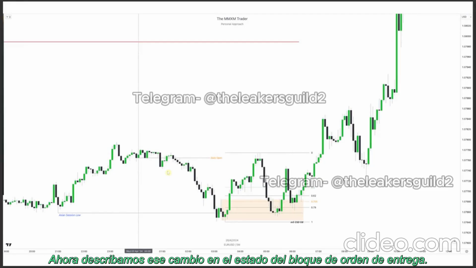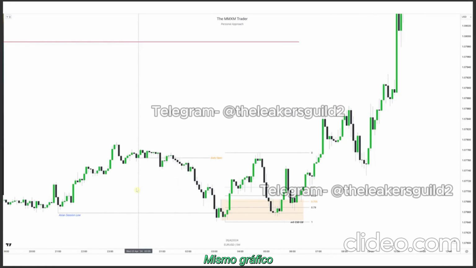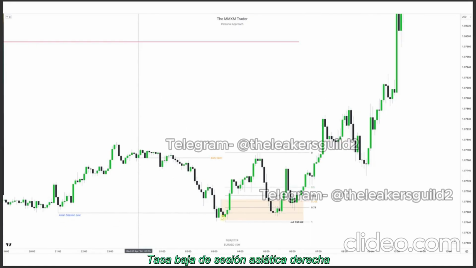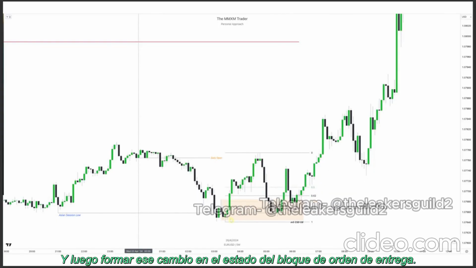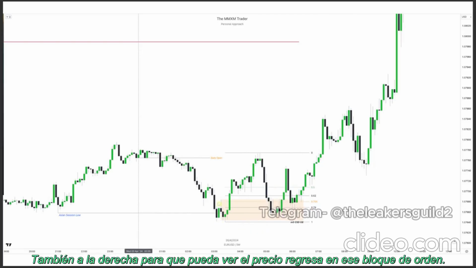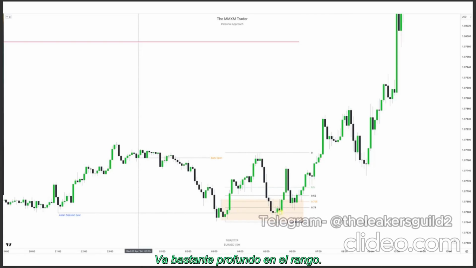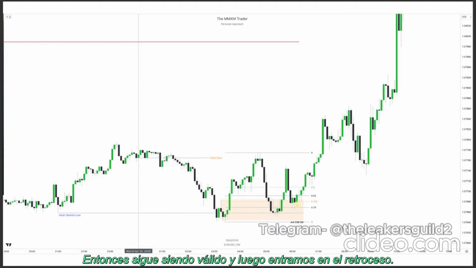Now let's outline that change in the state of delivery order block. Same chart, Asia session low raided, right? And then we can see price trading up higher, and then forming that change in the state of delivery order block. We had SMT on these lows as well, right? So you can see price comes back in that order block. It goes pretty deep in the range, but still respects it. So it's still valid, and then we go into the retracement, right? And then we're going to go for those buy stops.